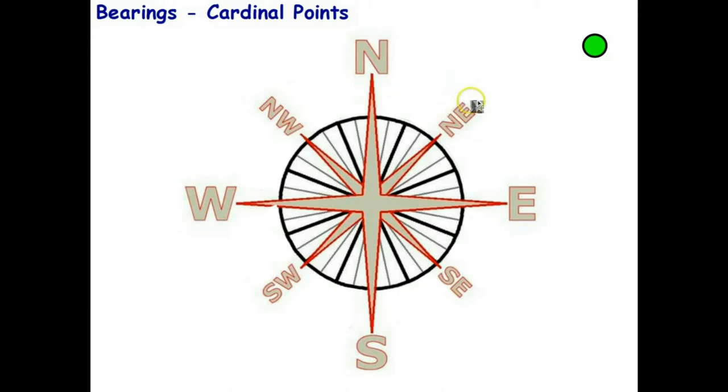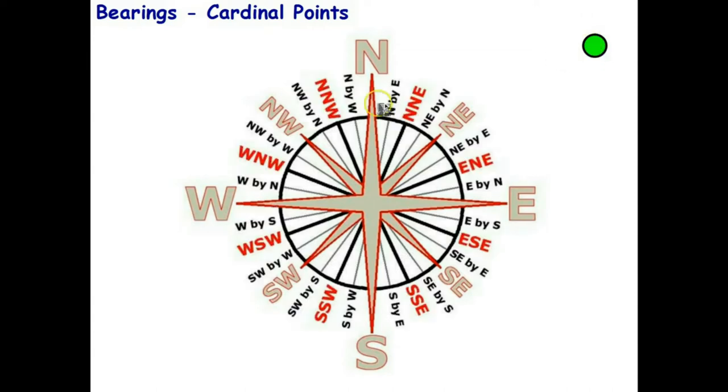Now it turns out 8 cardinal points isn't enough, because what if you're traveling, say, in this direction here? You need some way of naming that. So what they actually did is they came up with 32 different directions. Halfway between north and northeast, they call that north-northeast. Halfway between north and northwest, they call that north-northwest. And then if you were traveling halfway between those two, they call that one north by west. And in here, northwest by north, etc.